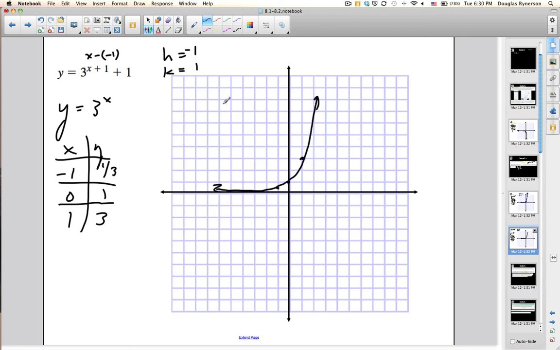And now I want to shift it 1 to the left and up 1. So I'm going to take each of these points and go 1 to the left and up 1, 1 to the left and up 1, 1 to the left and up 1. And there's our final graph, including my shaky handwriting. Okay, so identify h and k, create an input-output table without h and k, graph without h and k, and then shift the graph by h and k. Same thing we did again with square root and cube root functions.